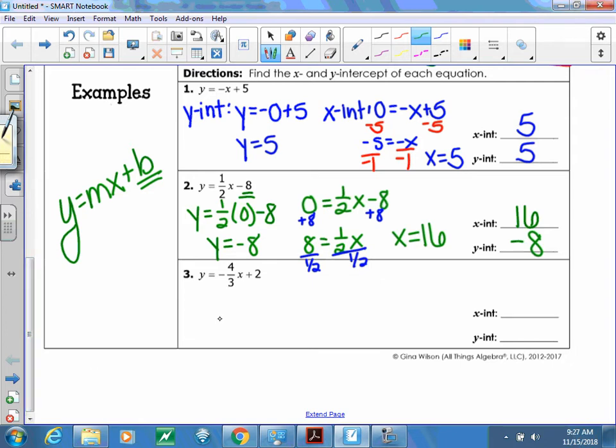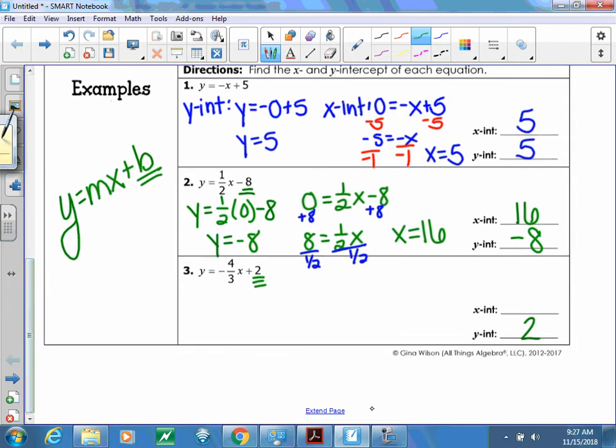Do one more here with fractions. I've got y equals negative 4/3 x plus 2. That also is in slope-intercept form, so the y-intercept is going to be positive 2. Or y is equal to negative 4/3 times 0 plus 2. Negative 4/3 times 0 is 0. Add 2, and y is equal to 2.